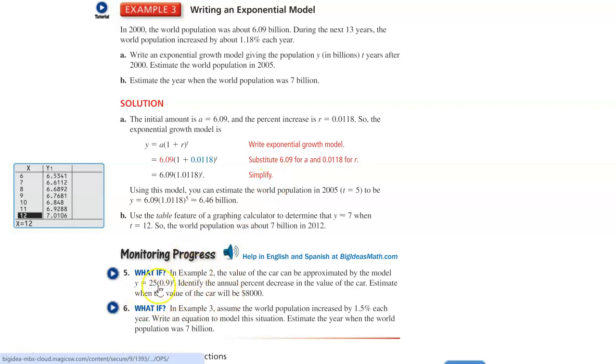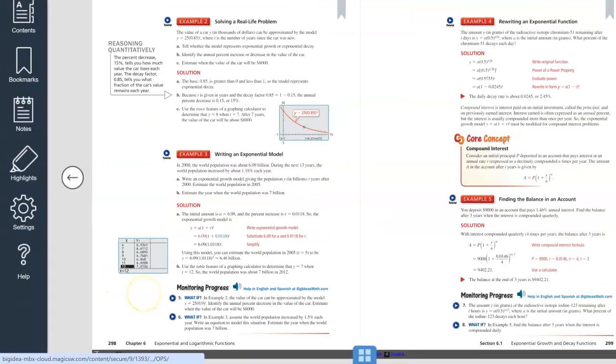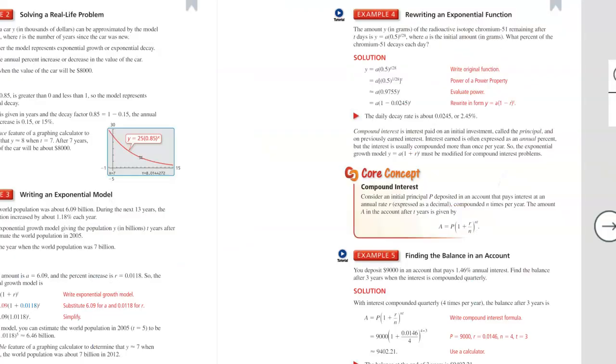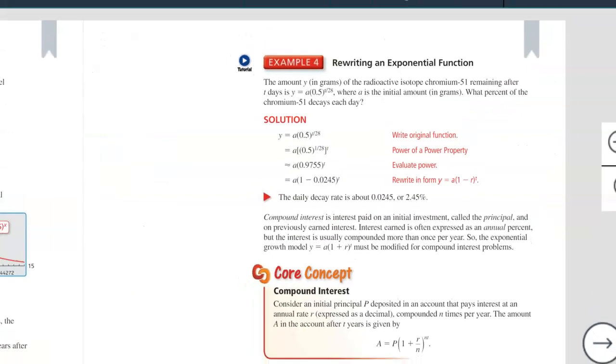Here are some other examples. If you want another example that's worked out, please go over those. Rewriting an exponential function would be the last one that you want to go over. This is a situation where you have a radioactive isotope. If you've had science, you may have already learned that radioactive isotopes decay and they have a half-life. That means there's half left over after a certain period, and that's why this is 0.5. You could also express it as a fraction.